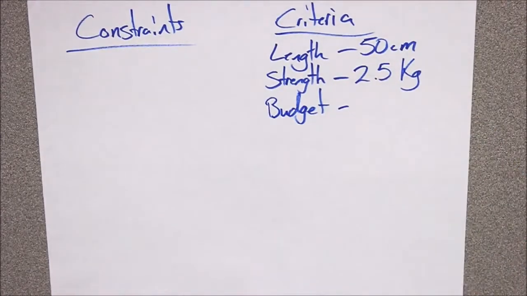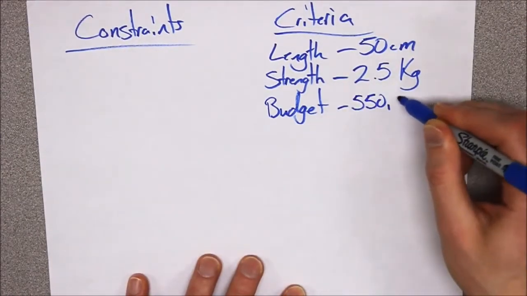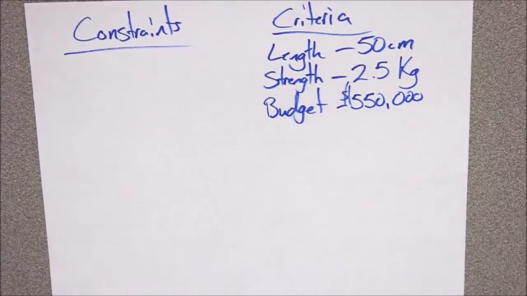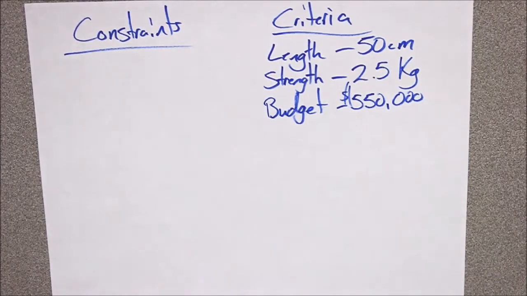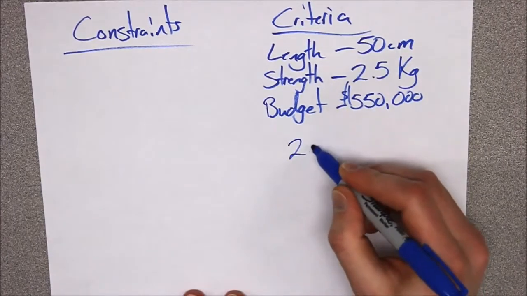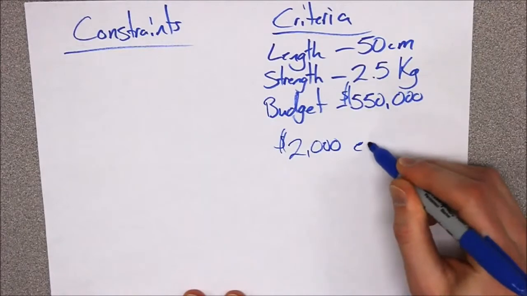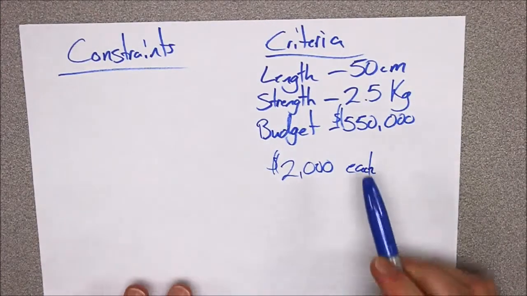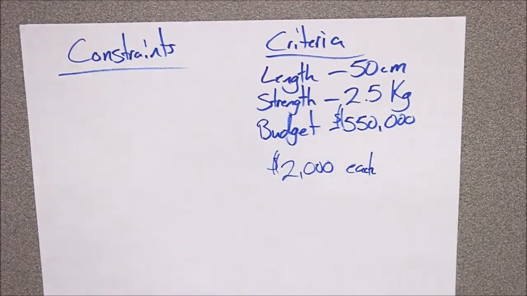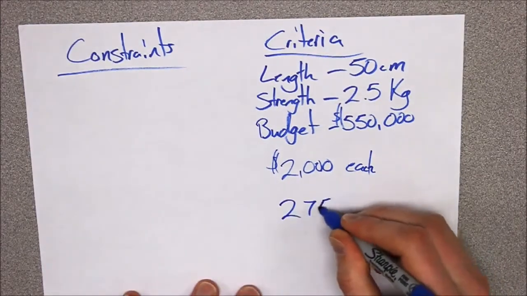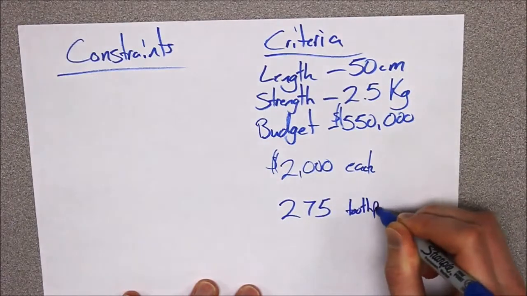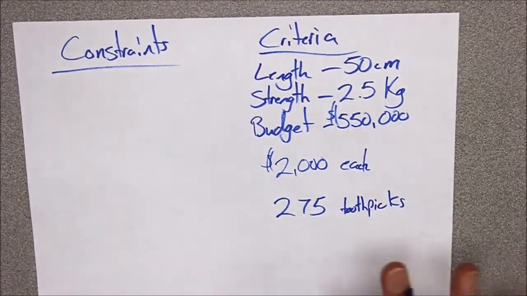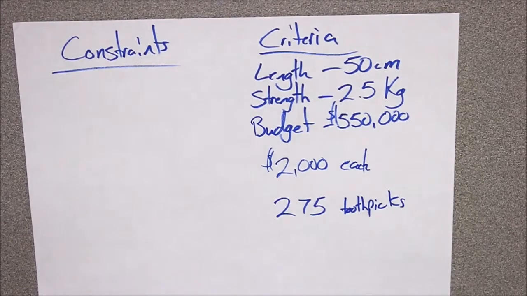So the budget that they had to stay under was $550,000. That might seem like a lot or very little when it comes to actual bridges, but it all depends on the price of the material. So for this year, it is $2,000 for each toothpick. So what that means is I have the potential to use 275 toothpicks. That is the maximum I can use. I cannot use a single more or I will go over budget, which would be bad. So don't do that.